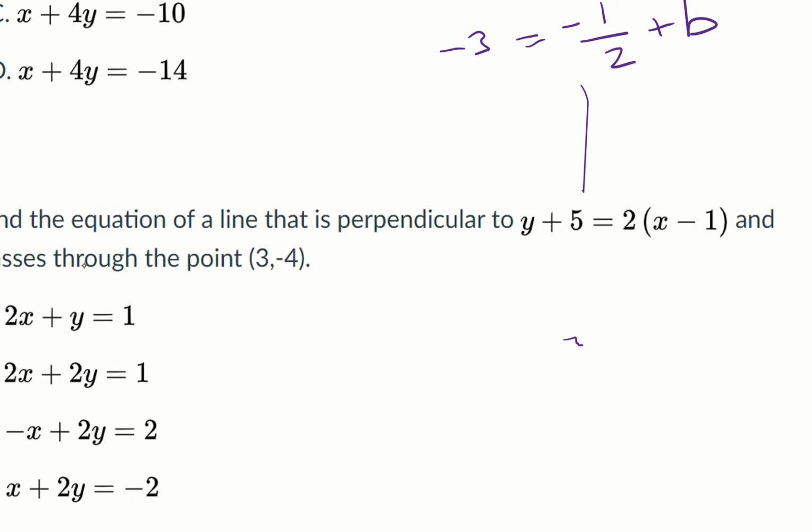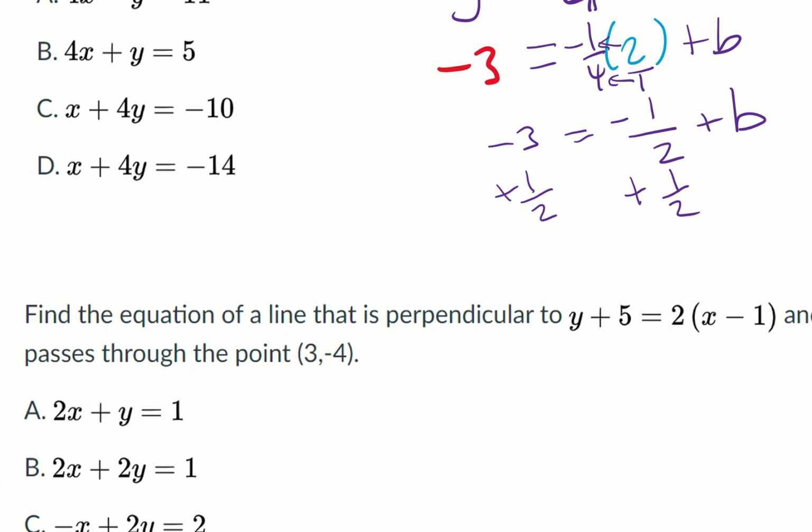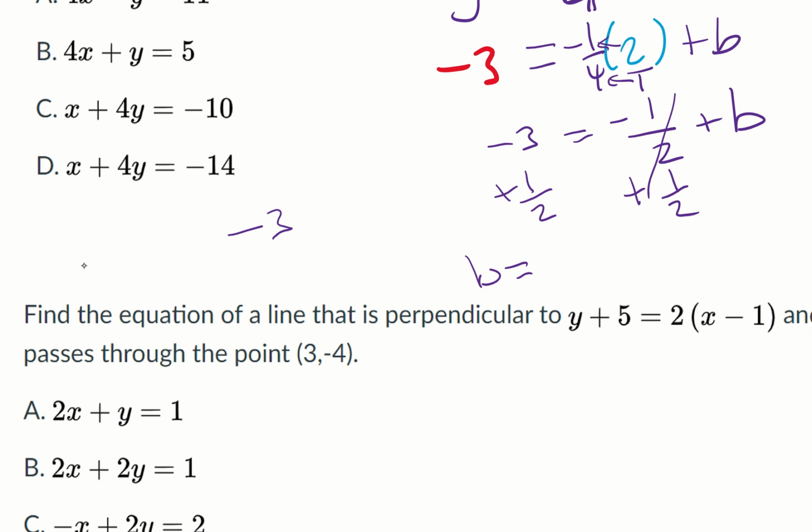So in order to solve for b here, we have to add the 1/2 to both sides. So b is equal to negative 3 plus a half. What's negative 3 plus a half? Well, you need a common denominator to combine these two numbers together. The denominator of the 3 is 1. The denominator of the 1/2 is 2.